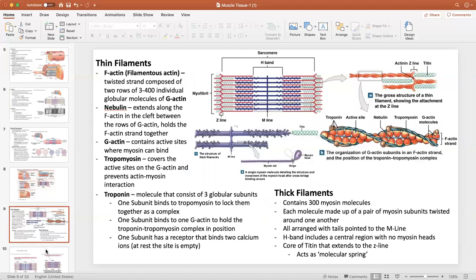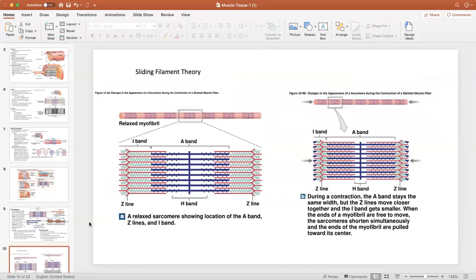So those are the two filaments here. This describes the sliding filament theory. This shows you the different bands and areas that get shorter during contraction. So as this sarcomere shortens during contraction, the myosin head attaches to the active site on the actin and rotates and causes this contraction.